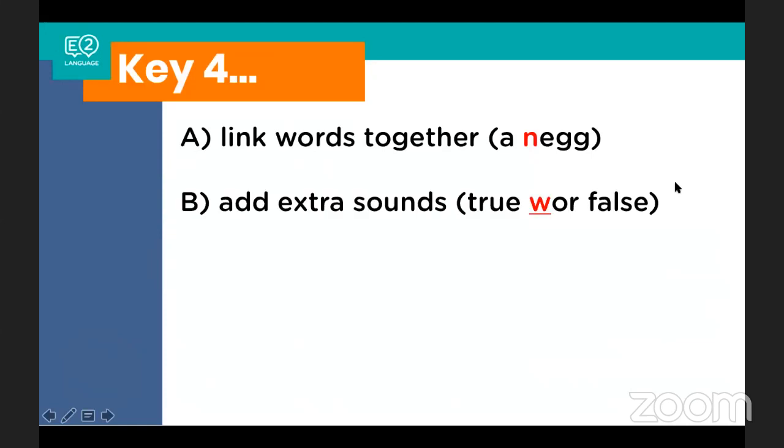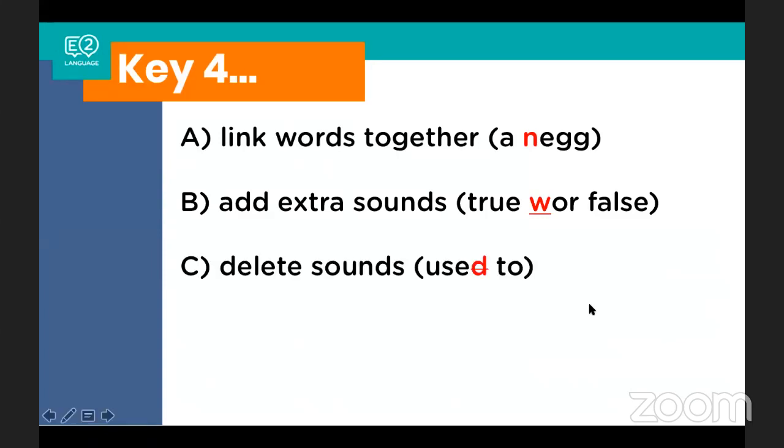Sometimes we can also add extra sounds, like if I say true or false, true or false, you might actually hear a weird little W sound that, well, it just shouldn't be there. But because when we combine those words, it just naturally appears, which is quite strange.